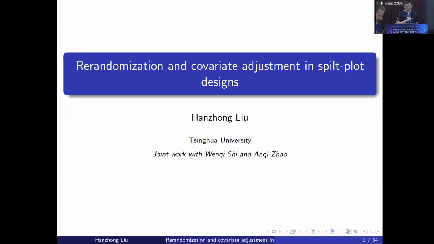Thank you for the nice introduction. It's my great pleasure to share our work on re-randomization and covariate adjustment in split plot designs. This is joint work with Wenqi Shi and Anqi Zhao.